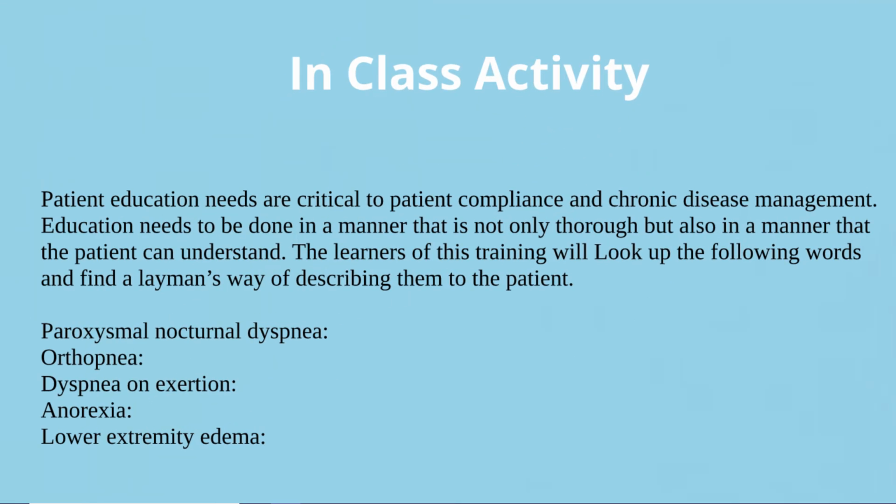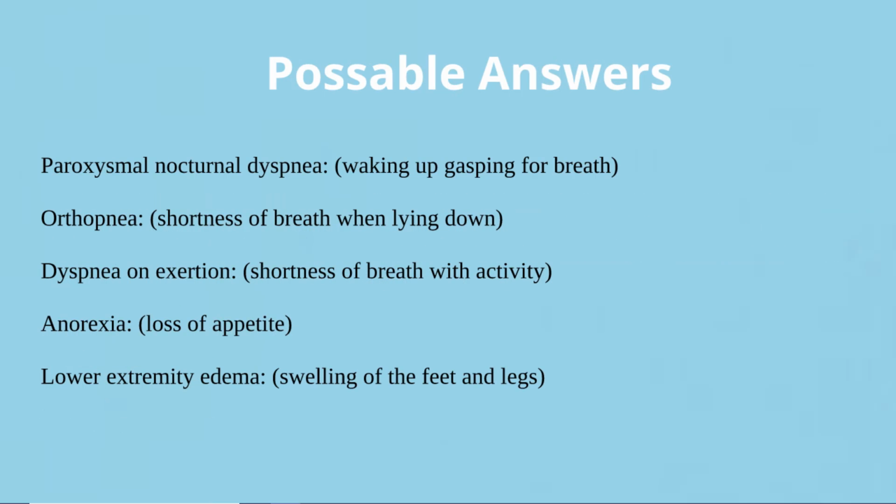Since we've established that patient education is so important, understanding certain words for patients is also important. As an in-class activity, I would like the students in this class to now pause this video and look at the list of words below. These words are paroxysmal nocturnal dyspnea, orthopnea, dyspnea on exertion, anorexia, and lower extremity edema. I want the students to put these words into layman's terms and discuss amongst themselves better ways to explain these to patients. Here is a list of possible answers to those words and how to explain them to patients.